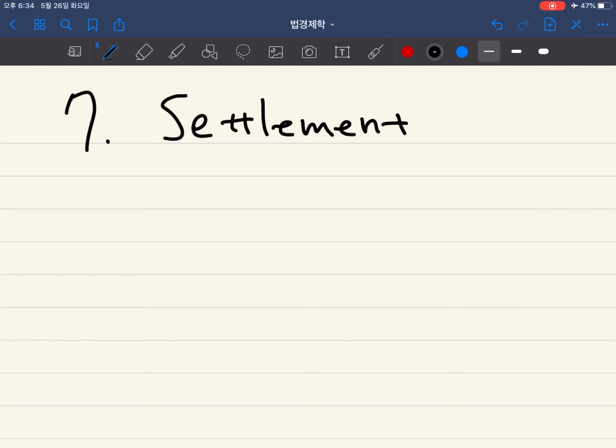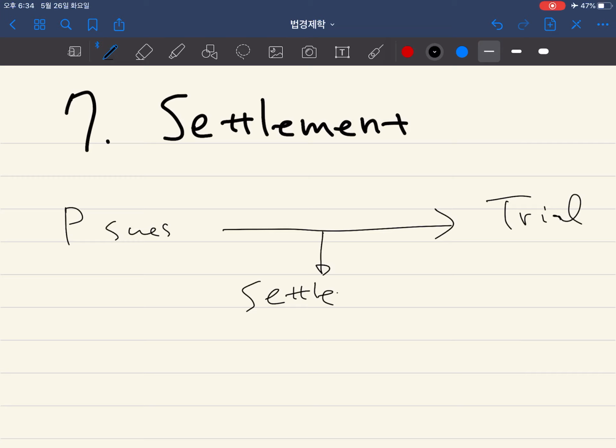When plaintiff sues defendant, they may eventually go to trial. When they go to trial, the judge is gonna make a decision. So if plaintiff wins, defendant has to give him money, and if defendant wins, he doesn't pay. But before they go to trial, there is a process called settlement.